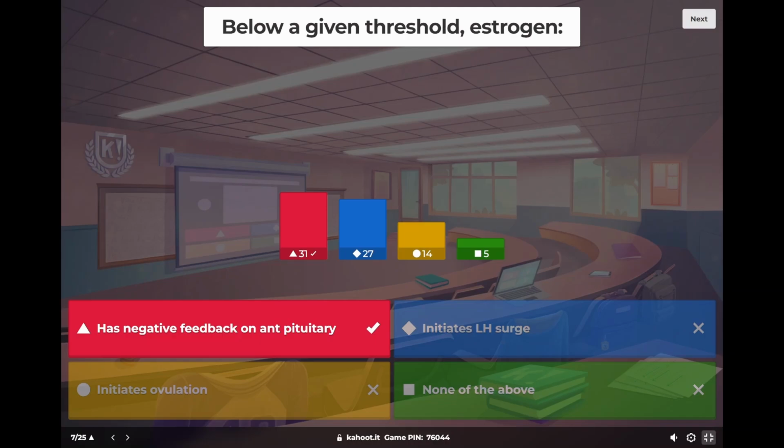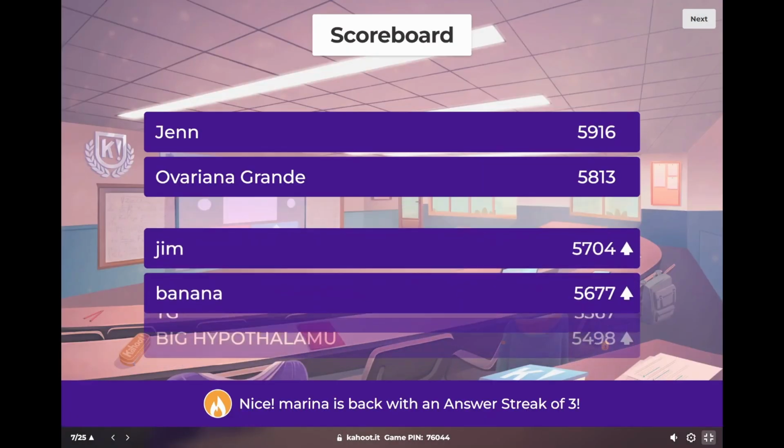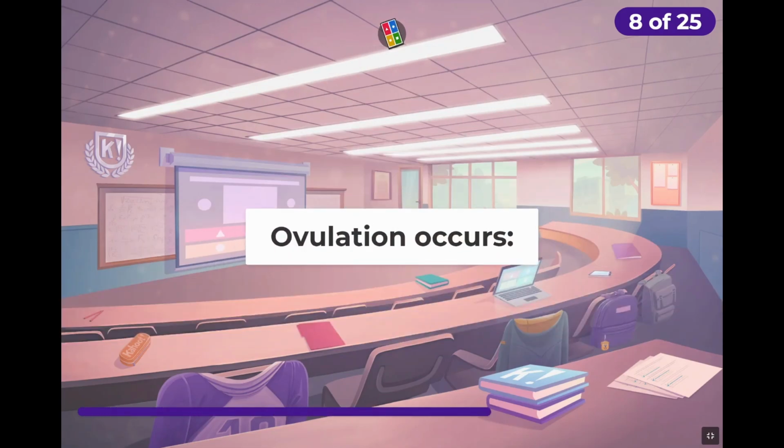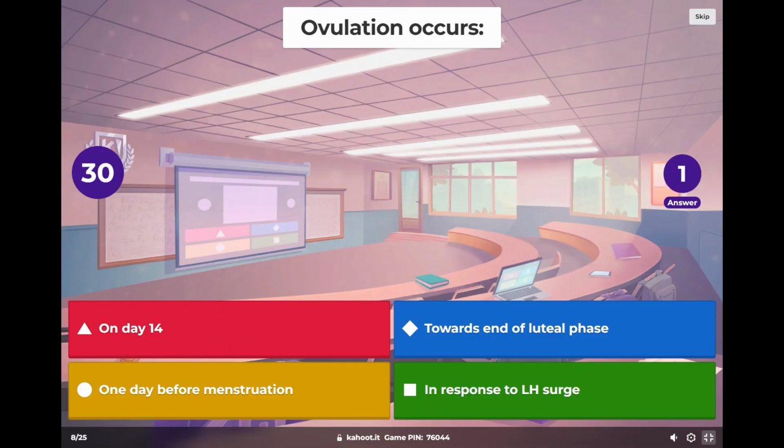So below threshold, estrogen is a negative feedback, but once it gets above threshold, that means that that egg is now mature enough, it's ready for ovulation. Now, the estrogen provides a positive feedback on luteinizing hormone, causing that LH surge, and ovulation begins. Okay, ovulation occurs when?